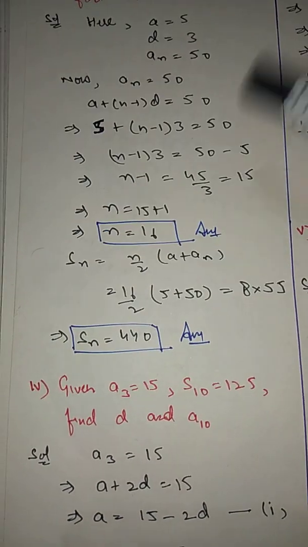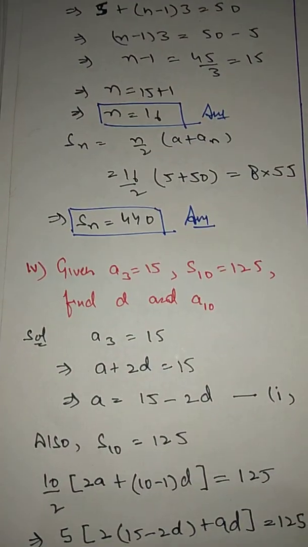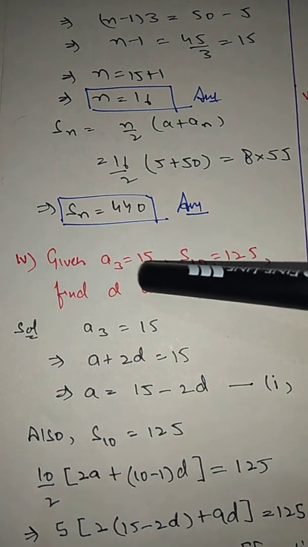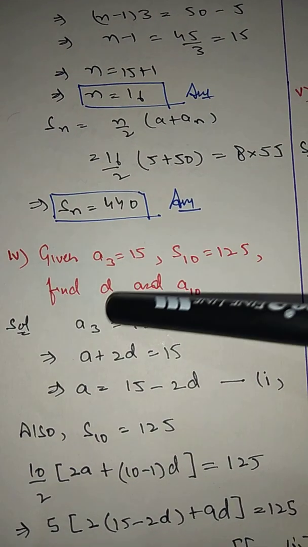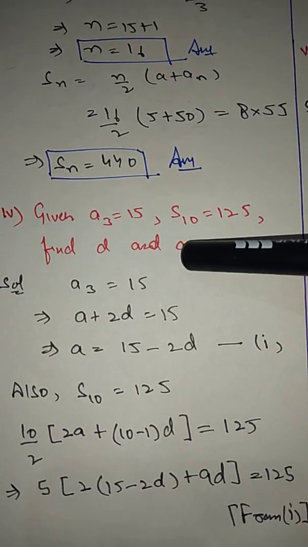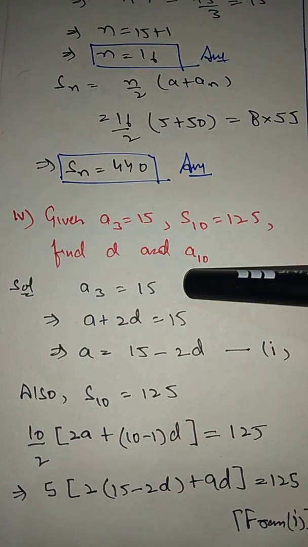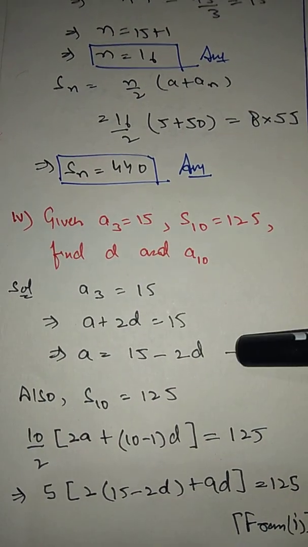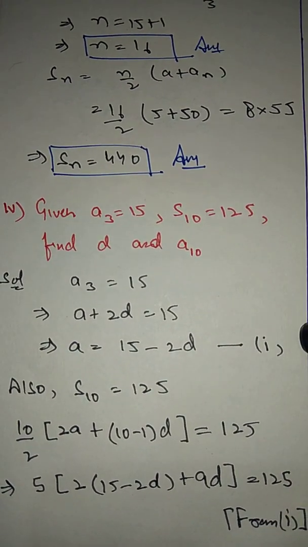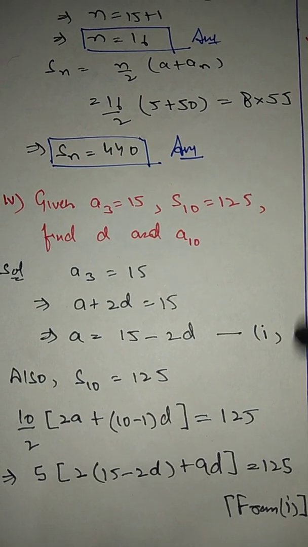Now after the first part we have taken here part number 4, in which we are given that a3 is equal to 15, S10 is equal to 125. We have to find d and a10. So a3 is equal to 15. a3 is equal to 15 means a plus 2d is equal to 15. It becomes a is equal to 15 minus 2d. We have taken it as equation number 1.